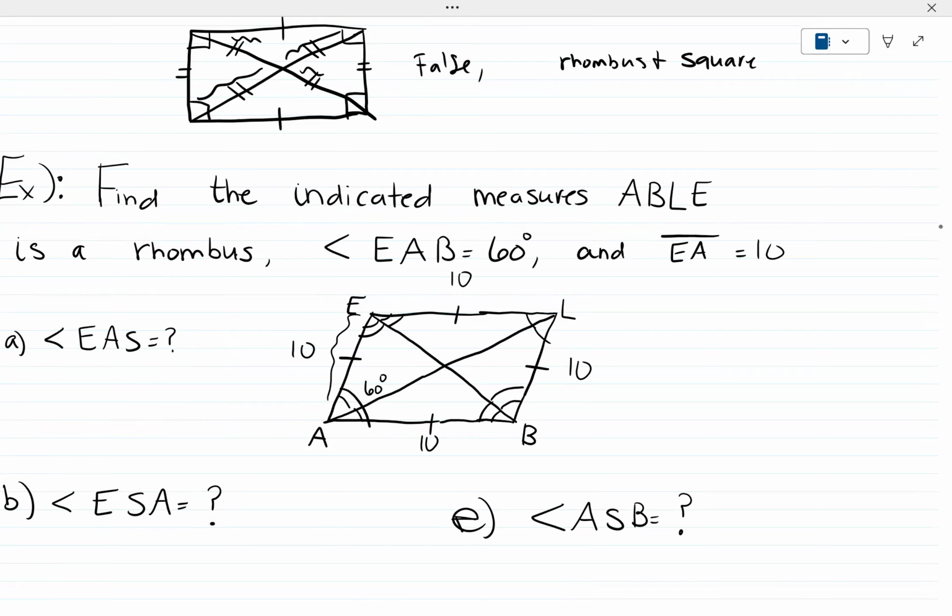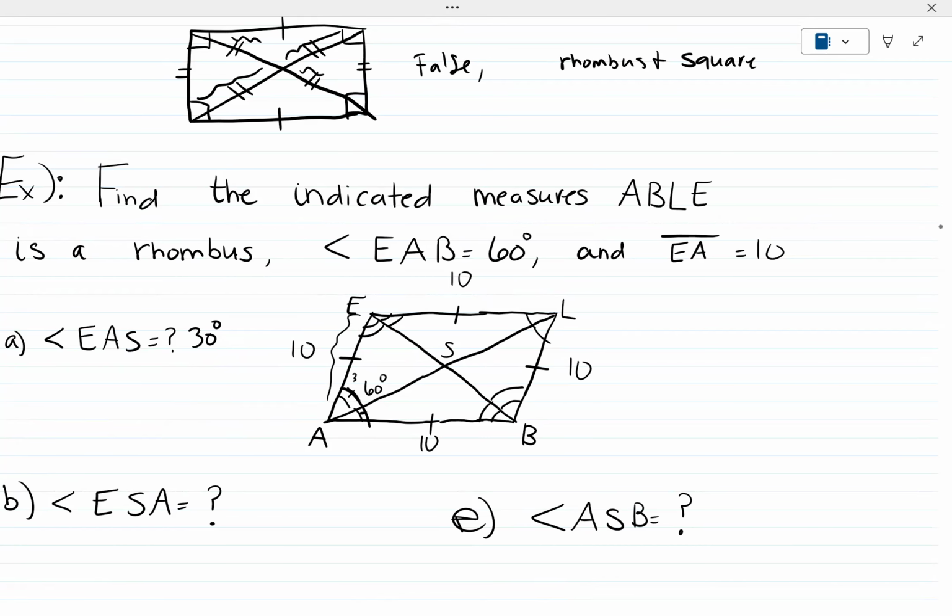Question A says, what is the angle of EAS? Where's S? Here's S right here, the midpoint. So if EAB is 60, EAS must be 30, right? This little angle right here. How do I know this is 30? Because this angle here is congruent with this angle, so it has to be 30 because 30 plus 30 is 60.